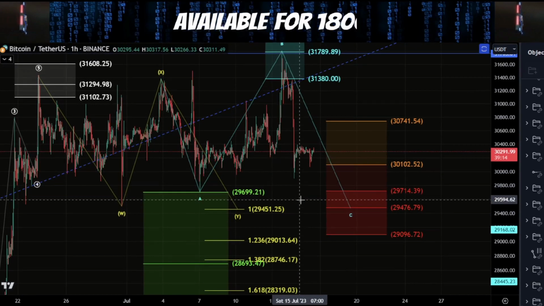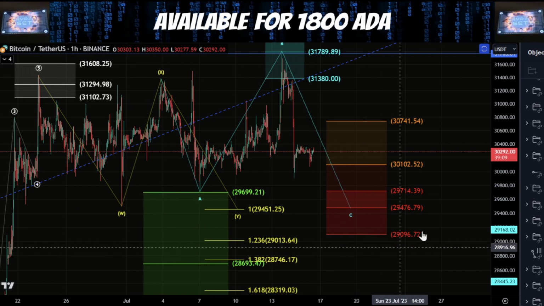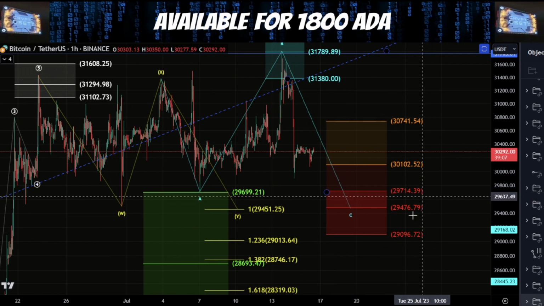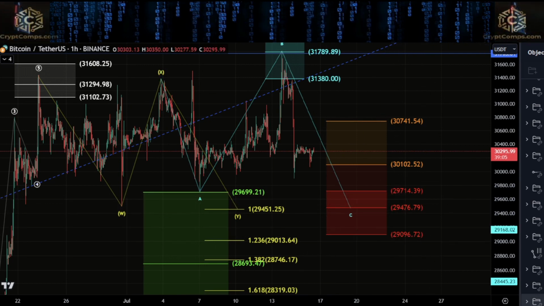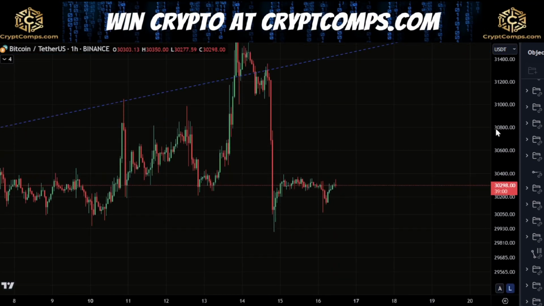But in reality, if this is W, this is X, and we have this as a flat, then the target zone for this is between this 29,714 to this 29K region. So gonna have to keep an eye on those levels. So we're gonna just focus back in on the area that we're in here.